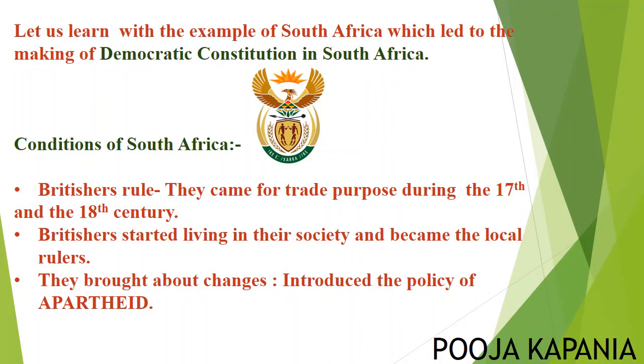Let's learn with the example of South Africa, which led to the making of a democratic constitution. Conditions in South Africa: Britishers rule. They came for trade purposes during the 17th and 18th centuries. Britishers started living in their society and became the local rulers. They brought about changes and introduced the policy of apartheid.